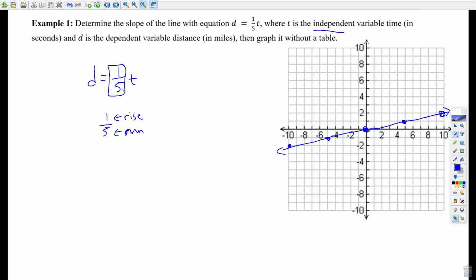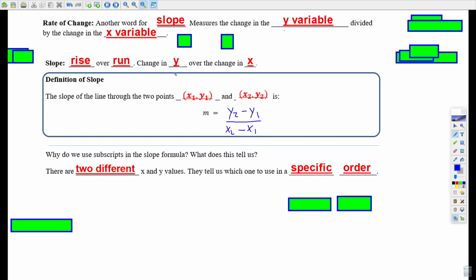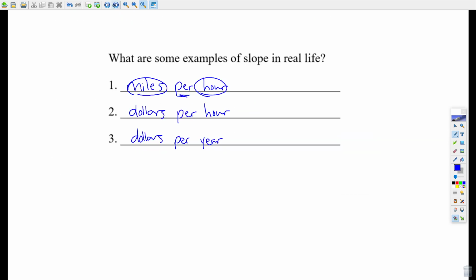So now we can graph it just based on the slope. So let's talk about how we find the slope. Let's go back to this thing here. As long as we have 2 points, we can find the slope of the line between the two.